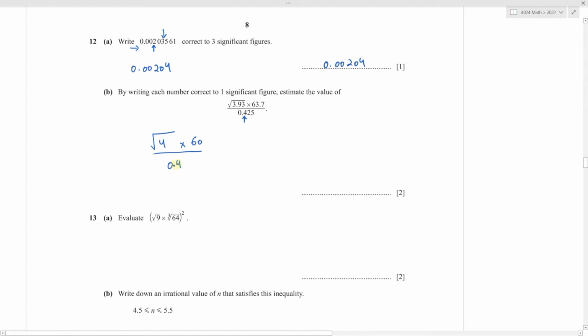Square root of 4 is 2, multiplied by 60 divided by 0.4, which is 120 divided by 0.4. And if I remove this decimal, multiplied by 10 in the numerator, so numerator becomes 1200, denominator becomes 4. 4 ones are 4, 4 threes are 12, and the 2 zeros. So 300 will be your final answer.